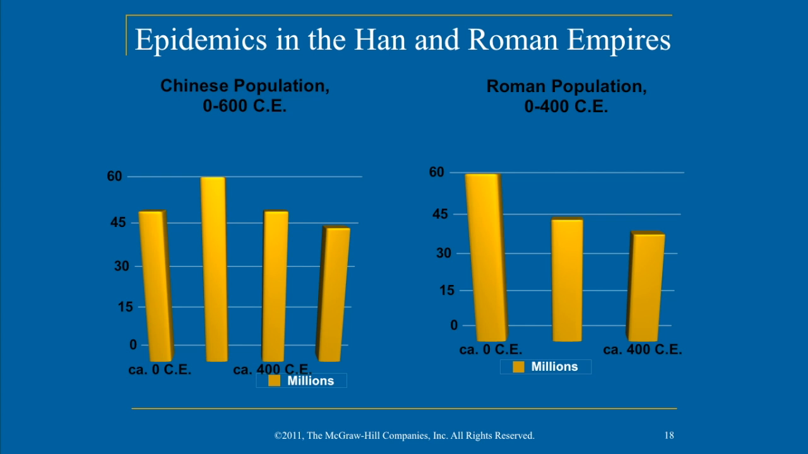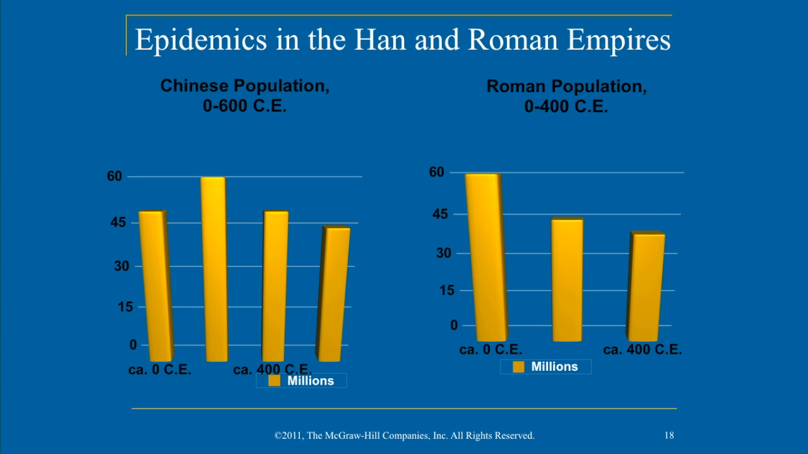Here is a chart comparing the Han and Roman Empire epidemics. The Chinese one happened right around 400 CE, and there was a big one also in the Roman population around 400 CE, but you can see that from around 0 CE to about 200 CE, there was a rise in Chinese population. People were doing fine. And then somewhere between 200 and 400 CE, people started to die off, and then it even drops a little bit lower to below 45 million people around 600 CE.